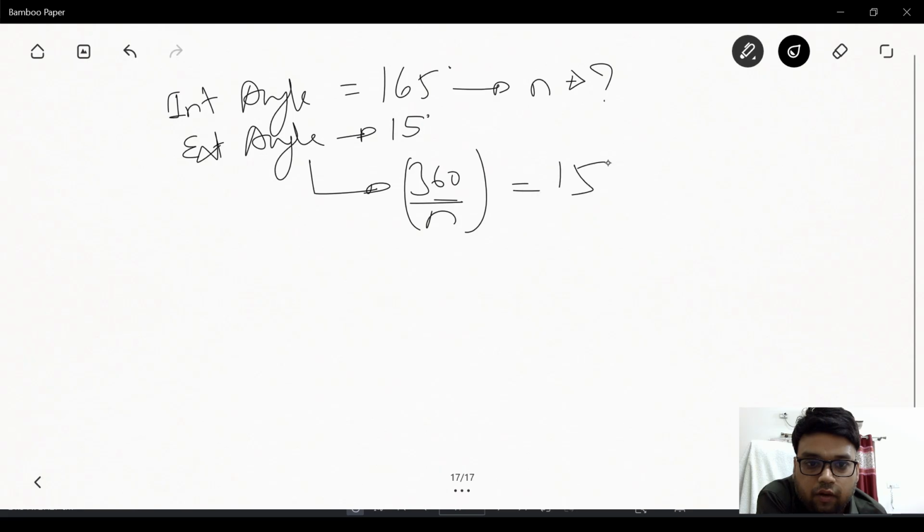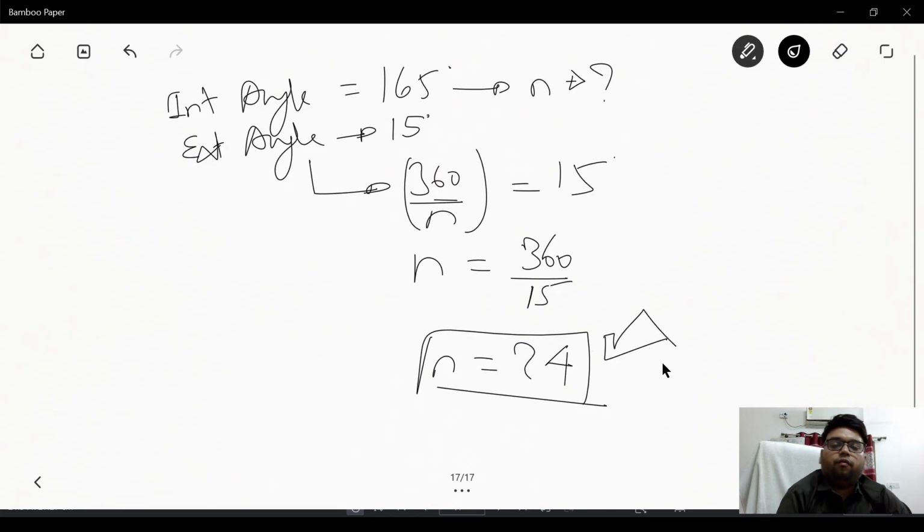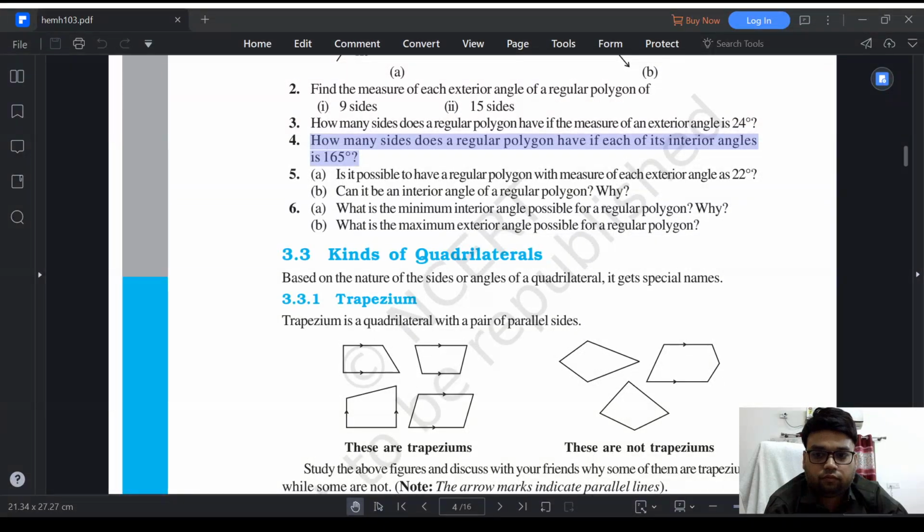This is equal to 15 degree. So n will be equal to 360 by 15. That's why the value of n will be equal to this one. Here we are able to calculate this. It is as simple. We have to know the sequence to solve any question. If you know the sequence, then it is very simple for you to understand the solution.